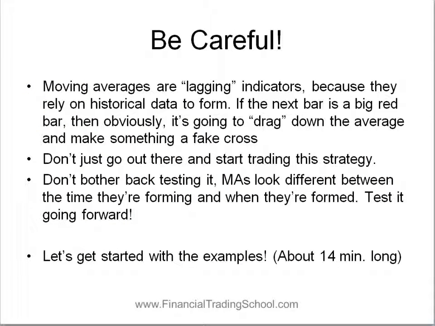And just a few precautions when you trade these. Moving averages are lagging indicators because they rely on historical data to form. If the next bar is a big red bar, then obviously it's going to drag down the average. If you think of a class average, for example, you have 20 students, they have an average of 60%. If another student has an 80%, it's going to drag up the average. If another student has a 20%, meaning they failed, then it's going to drag down the average. Same thing here with the charts. If you have a candle below, it's going to drag it down. If you have a candle above the MA, it's going to drag it up.